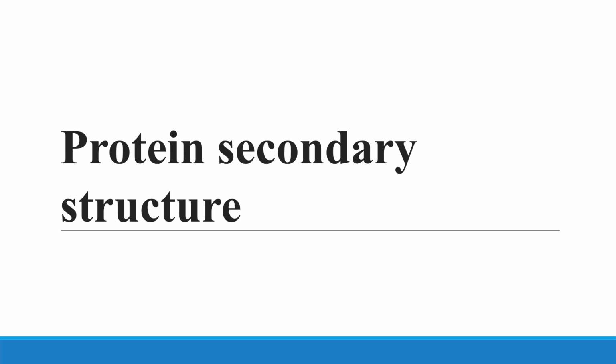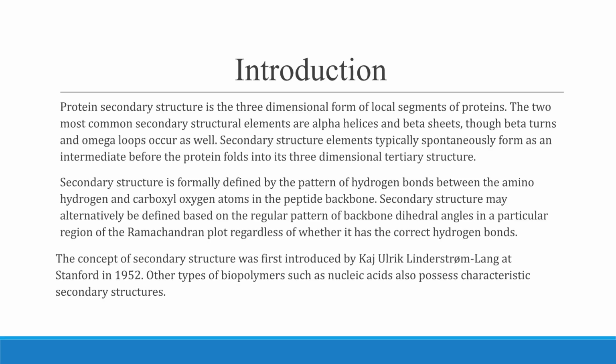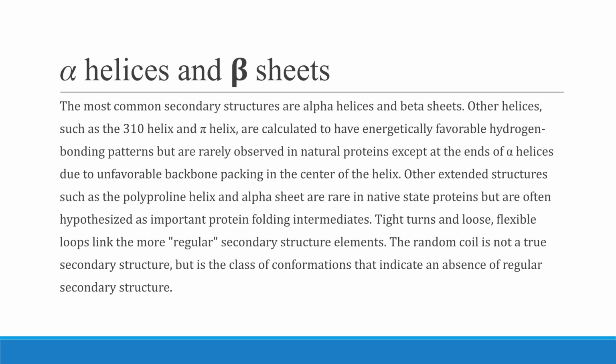This section covers protein secondary structure. Protein secondary structure describes the three-dimensional form of local segments of proteins. The most common elements are alpha helices and beta sheets, along with beta turns and omega loops. Secondary structure is defined by the pattern of hydrogen bonds between the amino hydrogen and carboxyl oxygen atoms in the peptide backbone. Alternatively, it can be defined by the regular pattern of backbone dihedral angles in the Ramachandran plot.